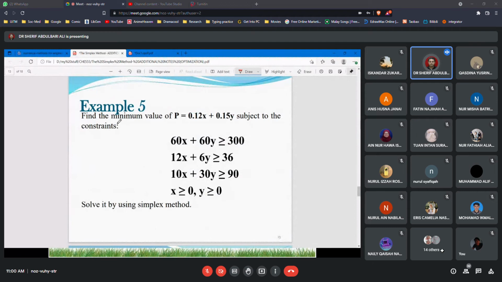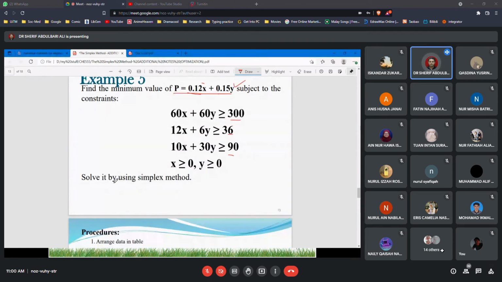The example is to find the minimum value of this function subject to these three constraints: 60x plus 60y greater than or equal to. And when you check the properties of this minimization problem, the objective function is to be minimized, yes. All the values of the x's are non-negative, yes. You can see it from here. And all the constraints are in the form of greater than or equal to a non-negative value, it's true. So this is a standard minimization problem.